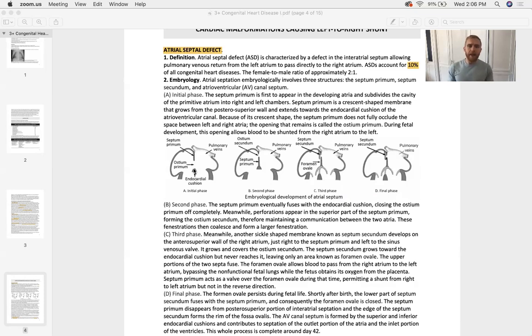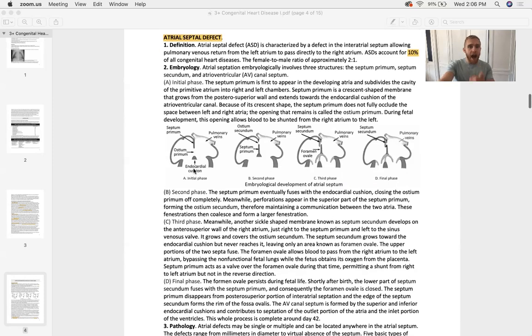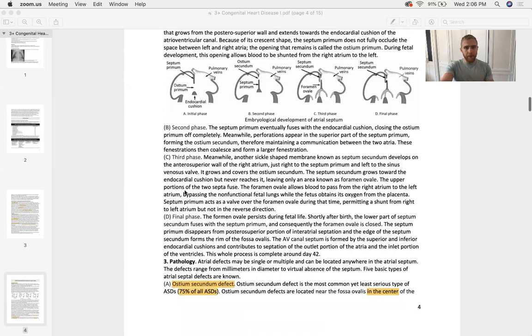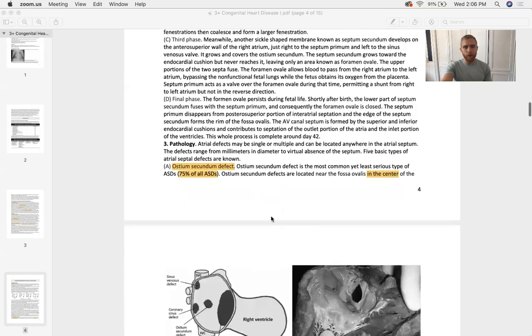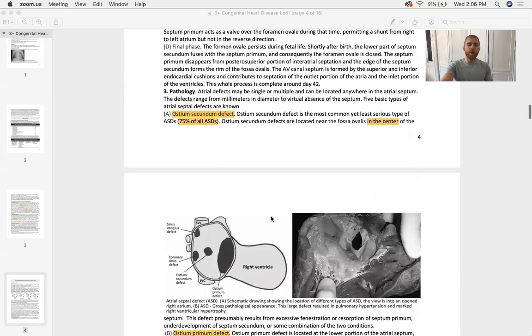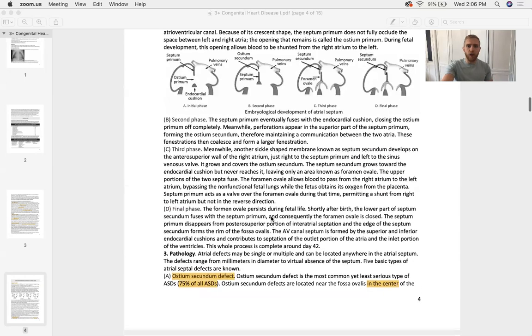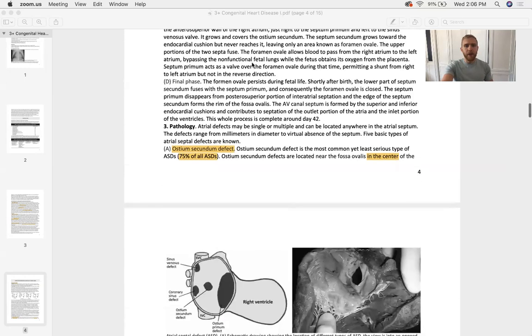So a foramen ovale is totally normal. It's not an atrial septal defect. That's a big point. A foramen ovale is not technically an atrial septal defect. What are atrial septal defects? Well, the ostium secundum defect, as we saw right here at the top of that septum, is the most common.